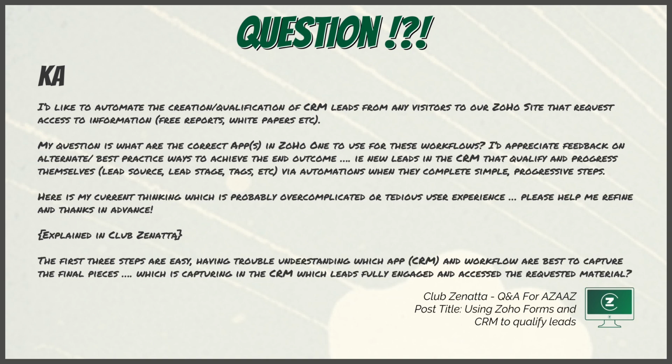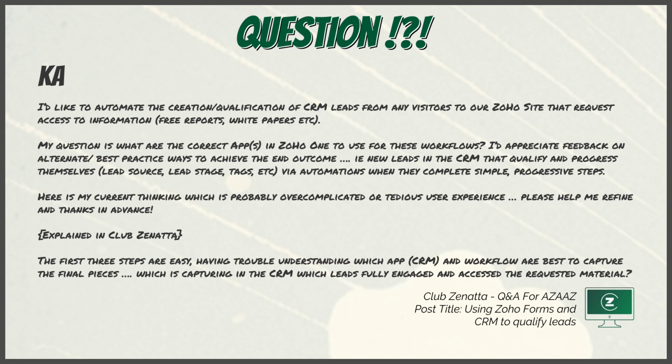KA over on Club Z, using Zoho Forms and CRM to qualify leads, asks: I'd like to automate the creation and qualification of CRM leads from any visitors to our Zoho site that request access to information, free reports, white papers, etc. My question is, what are the correct apps in Zoho One to use for these workflows? I'd appreciate feedback on alternate best practice ways to achieve the end outcome, i.e. new leads in the CRM that qualify and progress themselves, lead source, lead stage, tags, etc. via automations when they complete simple progressive steps. Here is my current thinking, which is probably overcomplicated or a tedious user experience. Please help me refine, and thanks in advance.